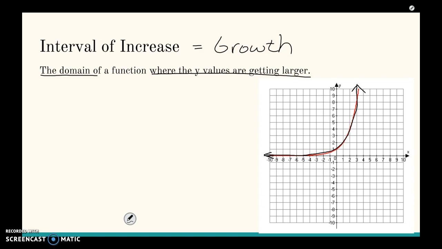So with these specific problems, what we're going to notice is that they're always going to do one of two things. They're either going to get larger or they're going to get smaller. They won't do both in an exponential equation.